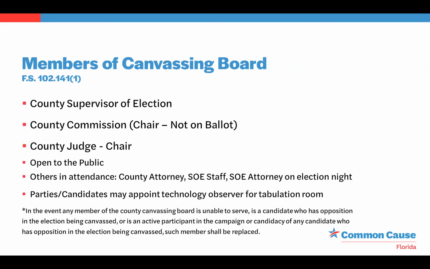The members of the canvassing board are the county supervisor of elections, a board of county commission member, usually the chair, but somebody who's not on the ballot that election, and a county judge who is the chair of the canvassing board. If any of these individuals cannot serve, alternates have been named previous to this process, or the circuit judge can name a replacement for the county judge.